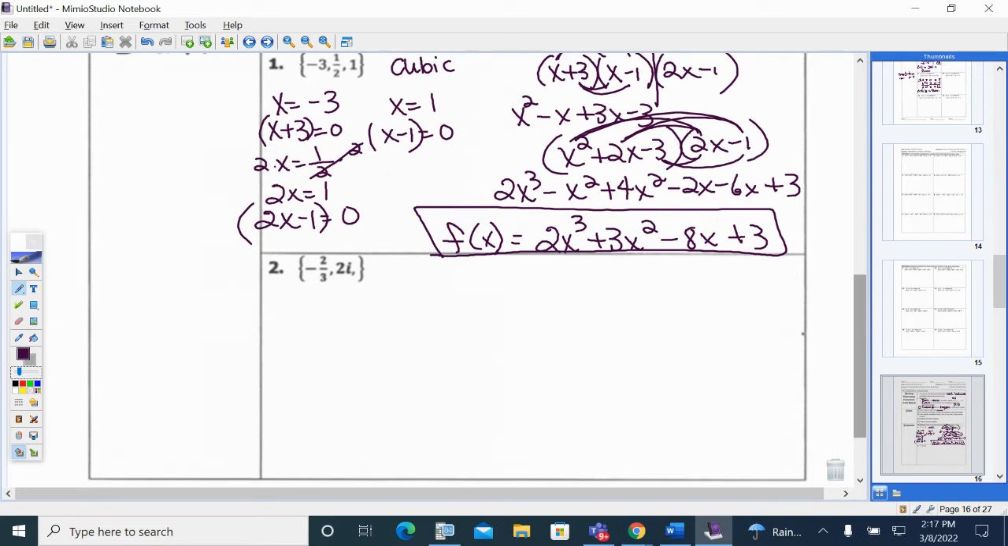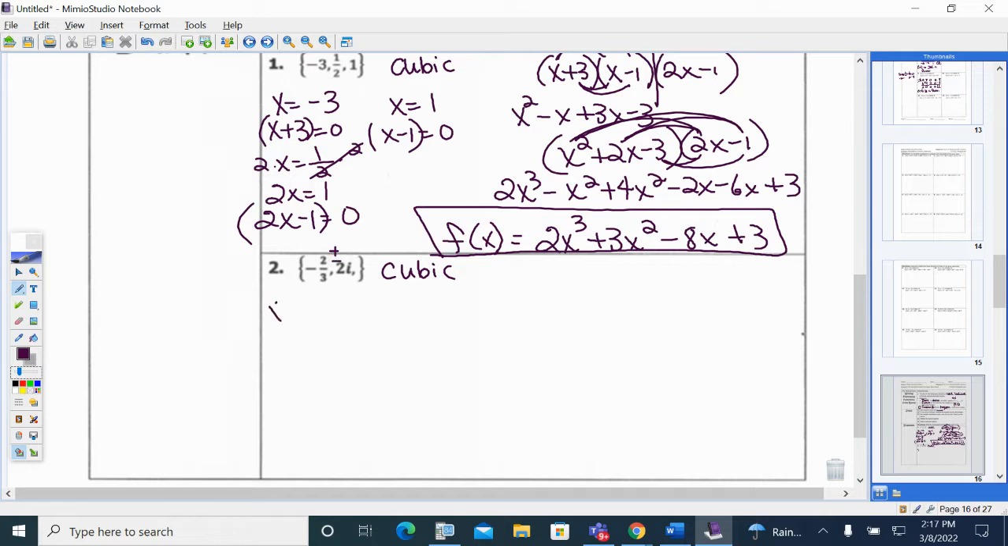Looking at example number 2, we have a fraction, negative 2/3, and 2i. There must be a typo here. There's not supposed to be a comma. This is also cubic because your 2i is not just positive 2i, it's also a negative 2i.